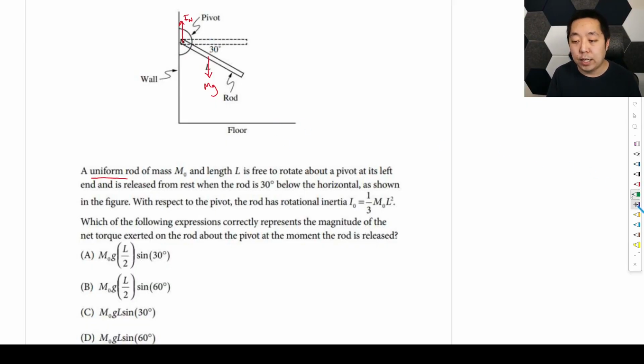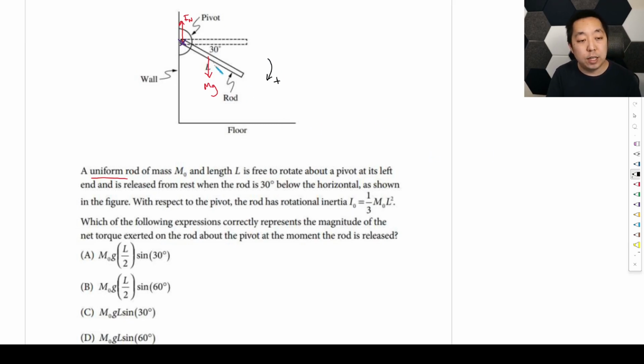Okay, so we got to next identify the axis of rotation. The axis of rotation is right at the pivot. That's the natural point it's rotating around, and it's also the rotational inertia we know. So the normal force doesn't exert any torque because the R is 0. It's acting at the axis of rotation. Let's say clockwise direction is the positive direction here.